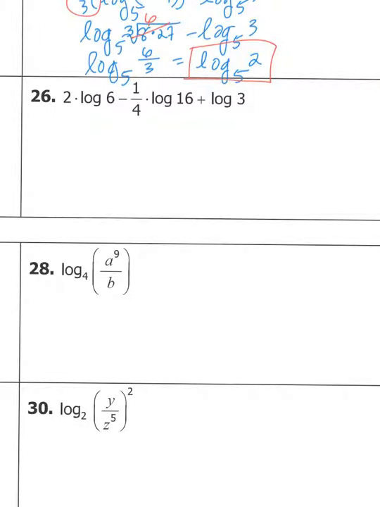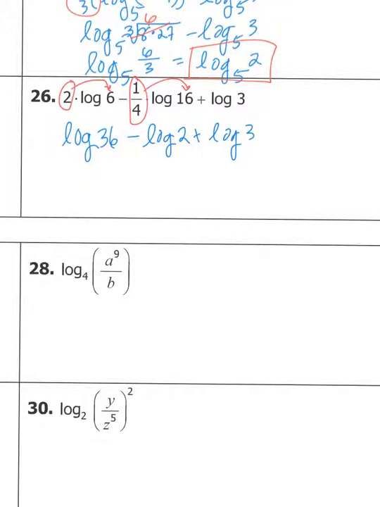All right, then for 26, you are going to loop the 2 to the 6. You're going to loop the 1/4 to the 16th. So we end up with log of, when you loop the 2, you get 6 squared, which is 36, minus, when you loop the 1/4, 16 to the 1/4 is the same as the 4th root of 16, and the 4th root of 16 is 2, plus the log of 3.